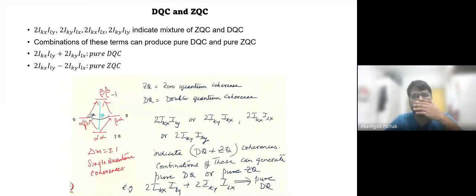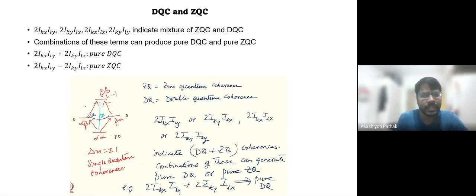So now what happens is that DQC and ZQC, double quantum coherences and zero quantum coherences, have terms which are a combination of these single quantum coherence terms. Okay. So when you are having terms like 2IKX ILY, 2IKY ILX, these indicate a mixture of zero quantum coherences and double quantum coherences.